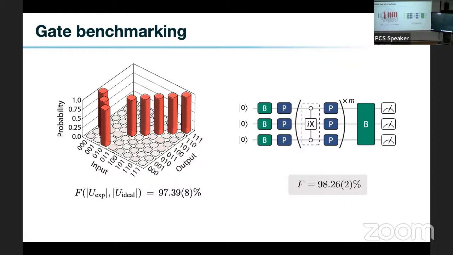Maybe we will try to make the input a superposition. Sure. So this is just the basic test. To do this, we need to prepare the input in very many ways. And the fidelity is also good if you do that. The meaning of this fidelity is called the average gate fidelity.